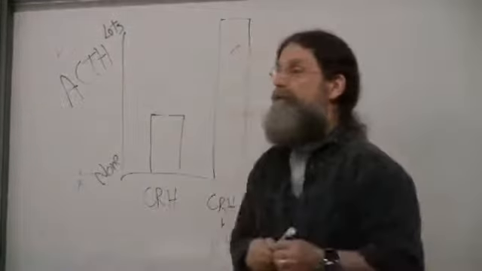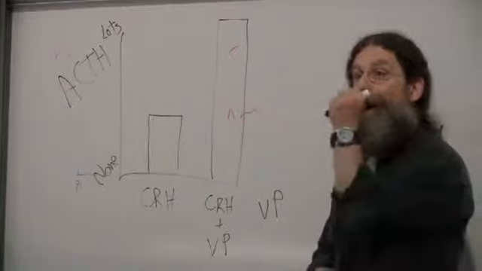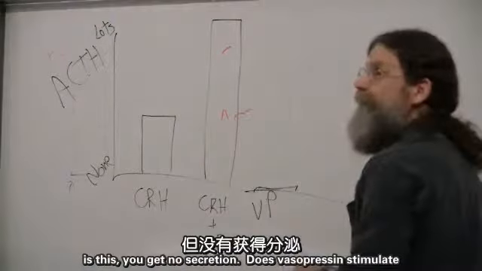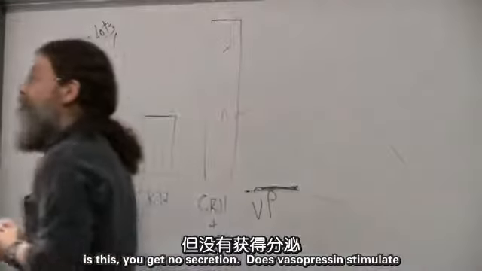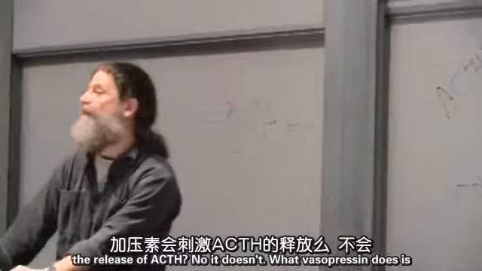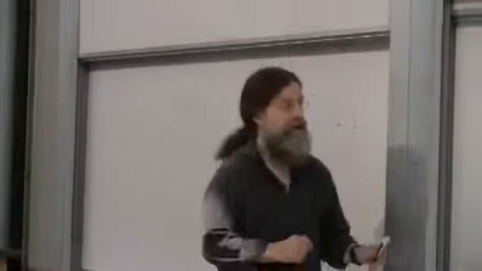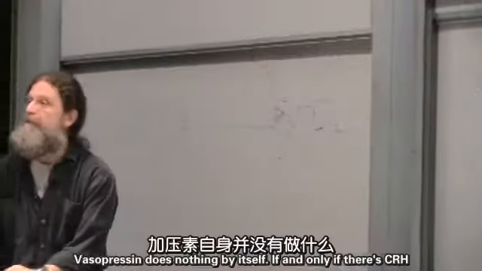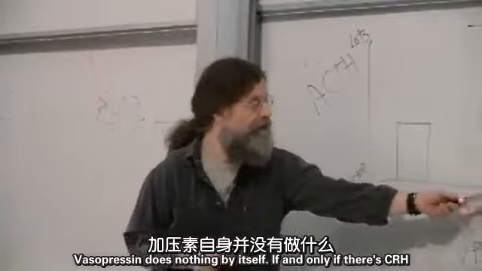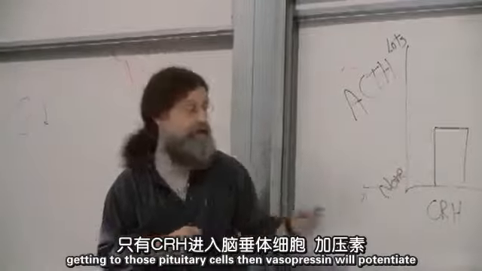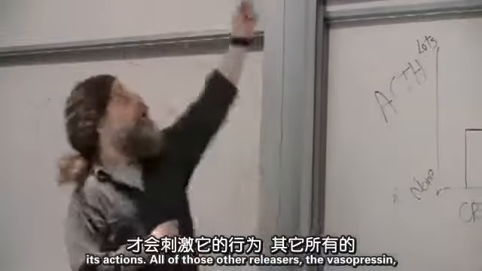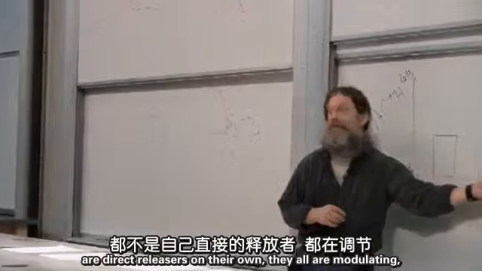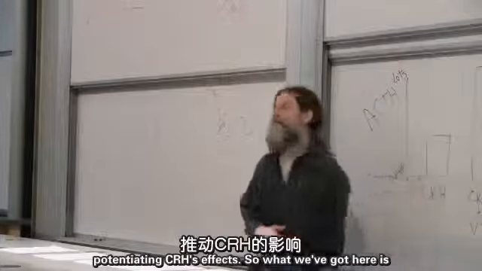You know, that's perfectly logical. You've got two things driving ACTH secretion. Now you put on vasopressin just by itself, and what you get is this. You get no secretion. Does vasopressin stimulate the release of ACTH? No, it doesn't. What vasopressin does is it potentiates the activity of CRH. It modulates CRH's activity. Vasopressin does nothing by itself. If and only if there's CRH getting to those pituitary cells, then vasopressin will potentiate its actions. All of those other releasers, the vasopressin, the oxytocin, epinephrine, norepinephrine, none of them are direct releasers on their own. They all are modulating, potentiating CRH's effects.